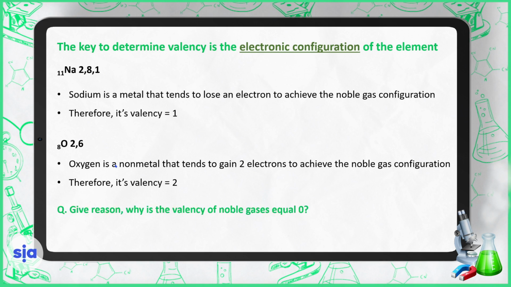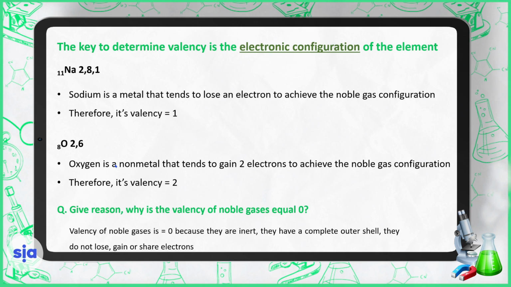Give reason why is the valency of noble gases equal to 0? Of course, because they are inert. They have a complete outer shell with electrons. They do not lose, they do not gain, and do not even share electrons.